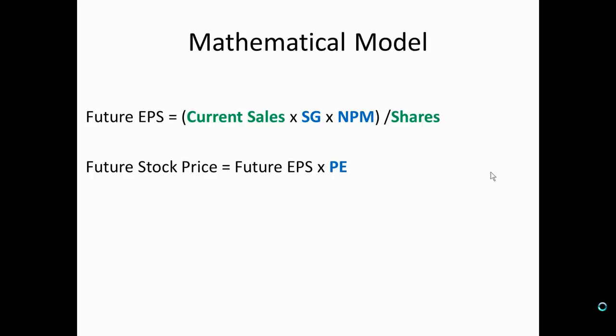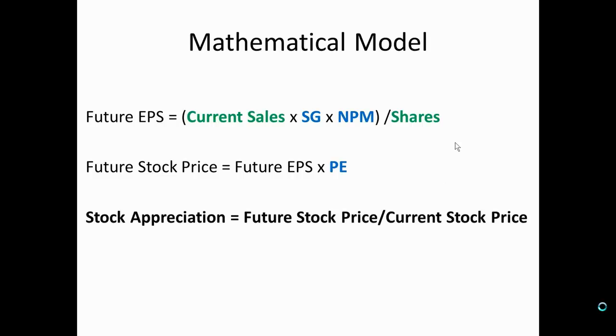Once we have our future earnings per share, we can get our future stock price by multiplying earnings per share times PE. So there's our three building blocks. I guess our pyramid's upside down. And then we can calculate our stock appreciation. So we can take our future stock price divided by our current stock price, and we know how much we can expect the price to go up over whatever time period we're looking at. Pretty simple model.